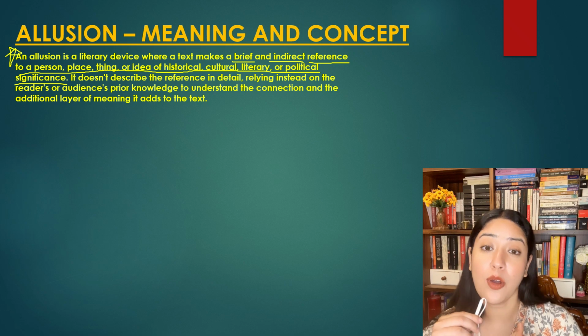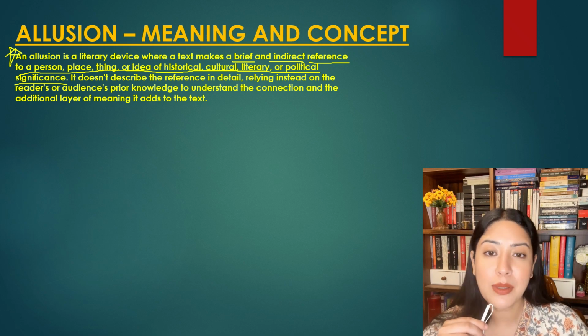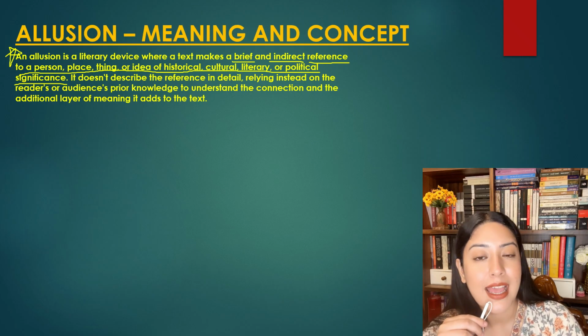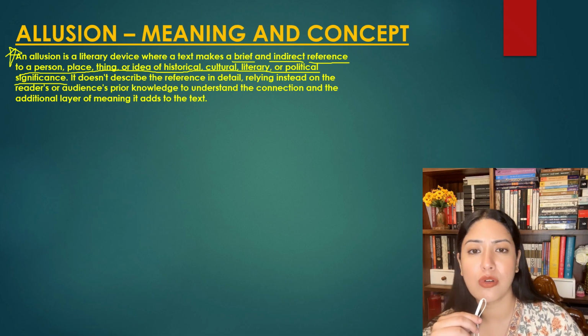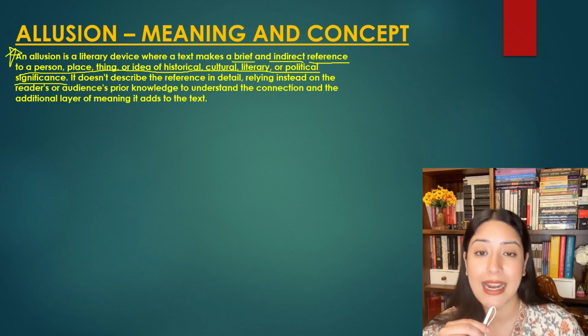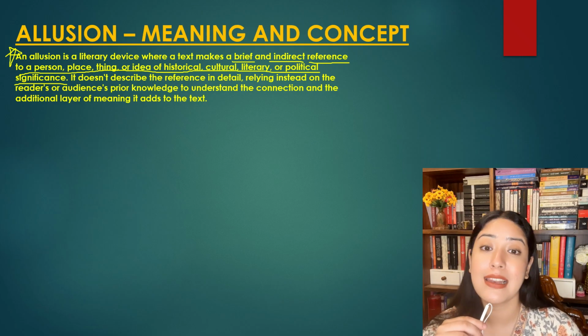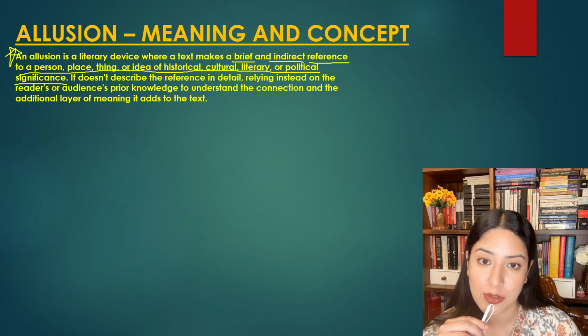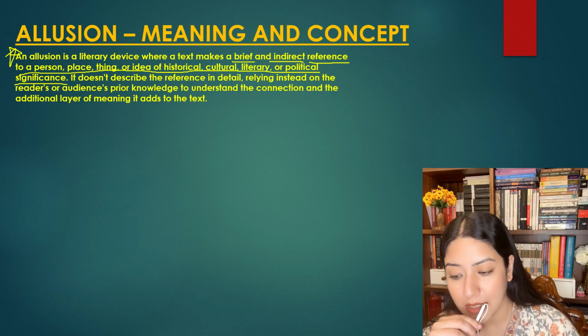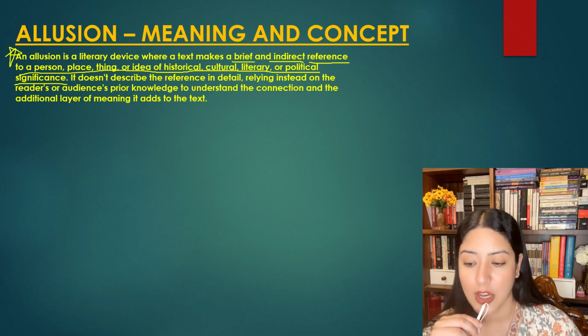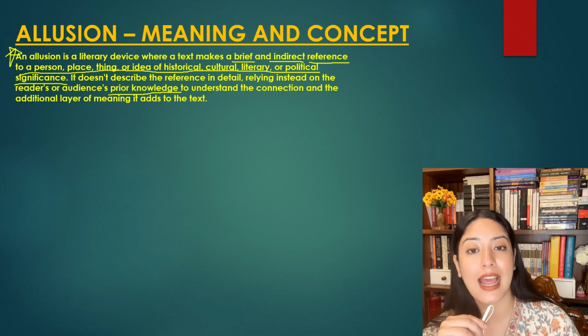It relies on the audience or the reader's prior knowledge of the subject. So when somebody says you're such an Einstein, I'm expected to know who Einstein is. If somebody says you're such a Romeo, that means I should know at least who Romeo was, what the character was like, what the story of Romeo and Juliet is. It depends on the reader's or audience's prior knowledge to understand the connection and the additional layer of meaning it adds to the text.